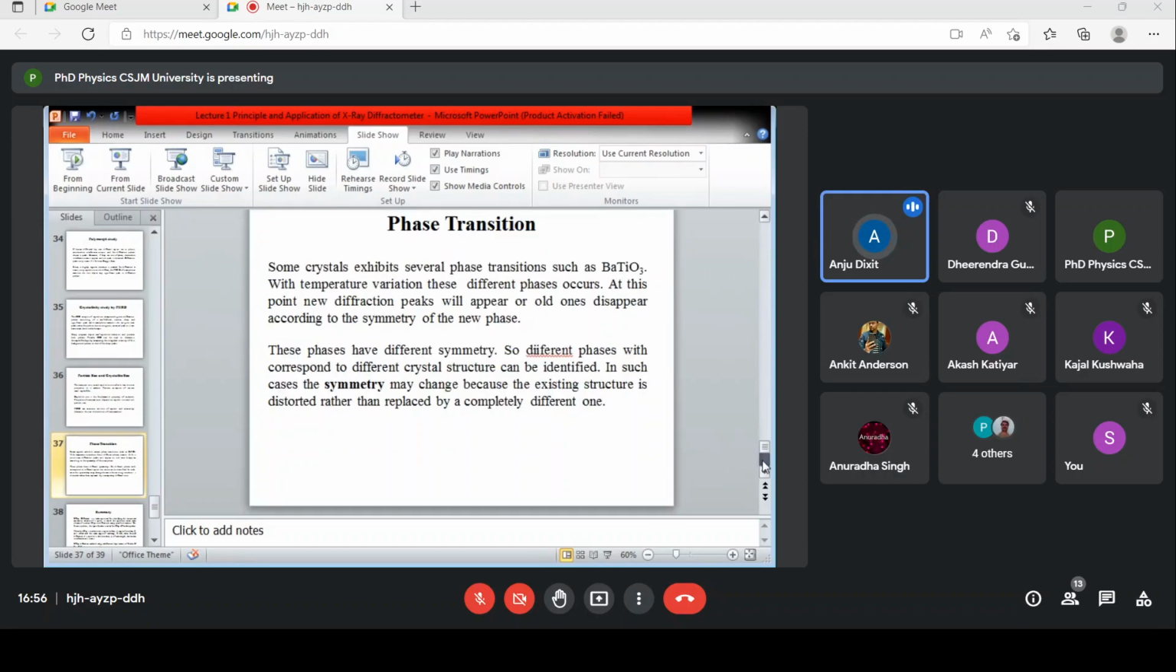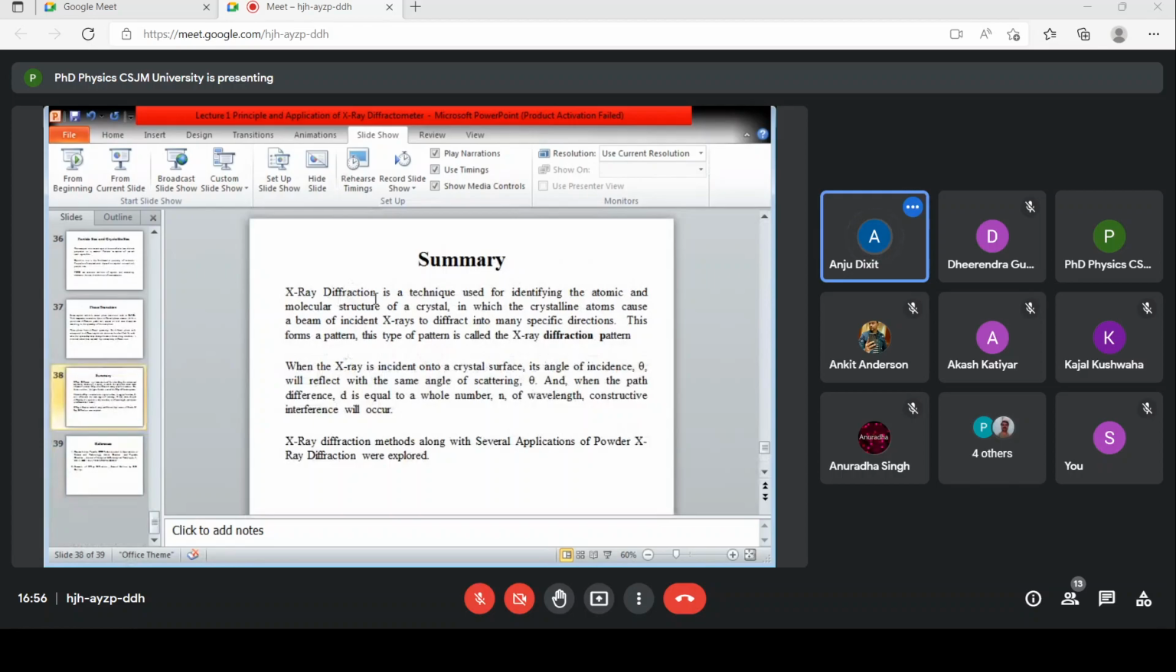Now I'm going to summarize this particular lecture. X-ray diffraction is a technique used for identifying the atomic and molecular structure of a crystal, in which the crystalline atoms cause a beam of incident X-rays to diffract into many specific directions, and this forms a pattern. This type of pattern is called the X-ray diffraction pattern. When the X-ray is incident onto a crystal surface, its angle of incidence theta will reflect with the same angle of scattering theta, and when the path difference is equal to a whole number n of wavelengths, constructive interference will occur. So the X-ray diffraction method along with several applications of powder X-ray diffraction were explored in this lecture.